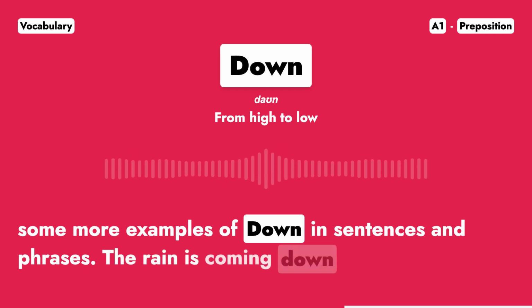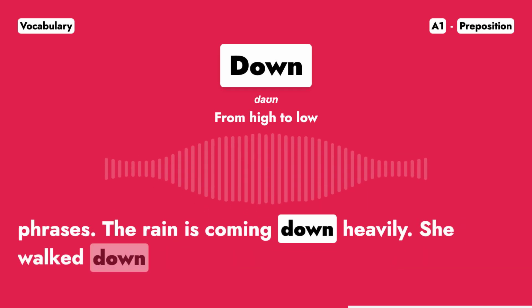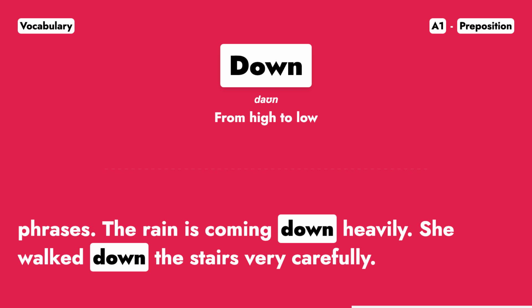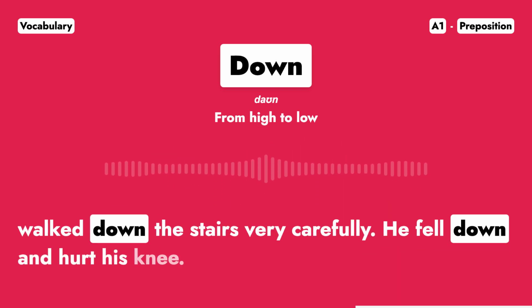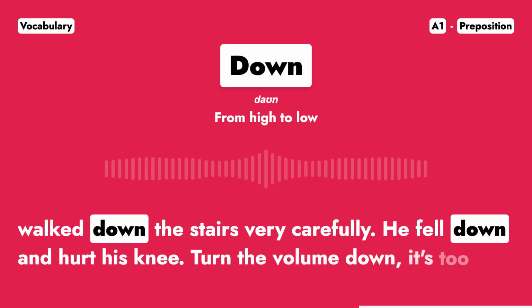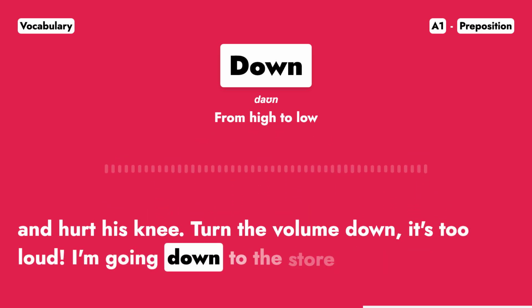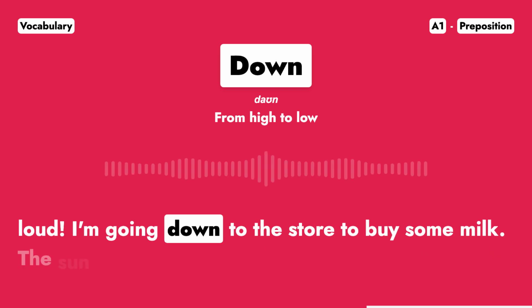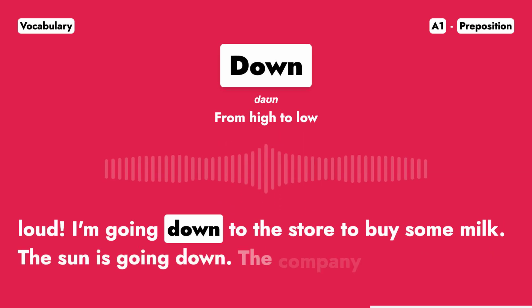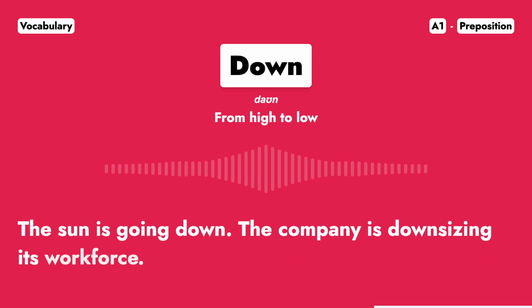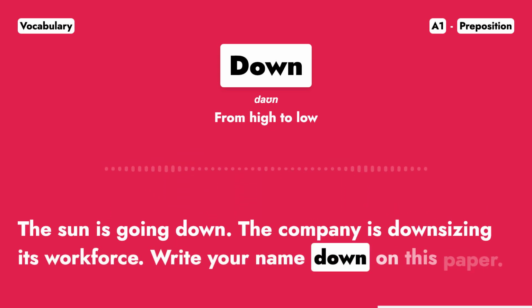Now, let's look at some more examples of down in sentences and phrases. The rain is coming down heavily. She walked down the stairs very carefully. He fell down and hurt his knee. Turn the volume down, it's too loud. I'm going down to the store to buy some milk. The sun is going down. The company is downsizing its workforce. Write your name down on this paper.